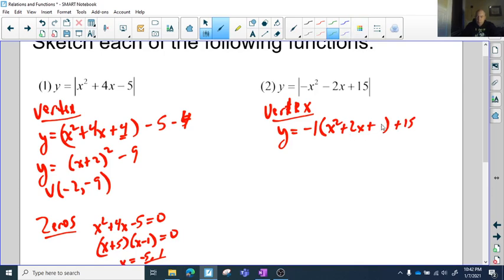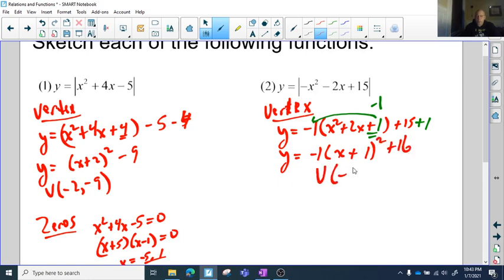Half of 2 is 1, 1 squared is 1. Now you gotta be careful when there's a coefficient out in front. That number gets multiplied by the coefficient. So really it's 1 times negative 1, which is negative 1. You need to put a number at the end to wipe that out, so you need to put a plus 1 there. y will equal negative 1, square root of the first, sign of the middle, square root of this one, all squared, plus 16, vertex at negative 1 and 16.